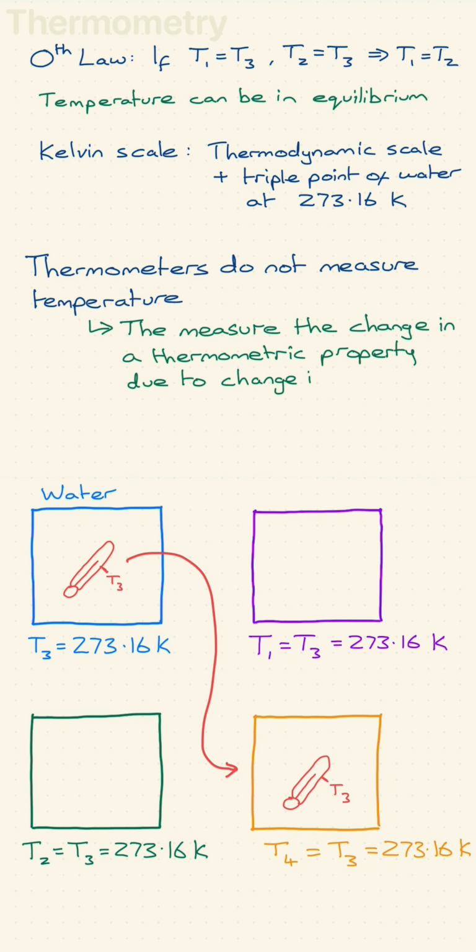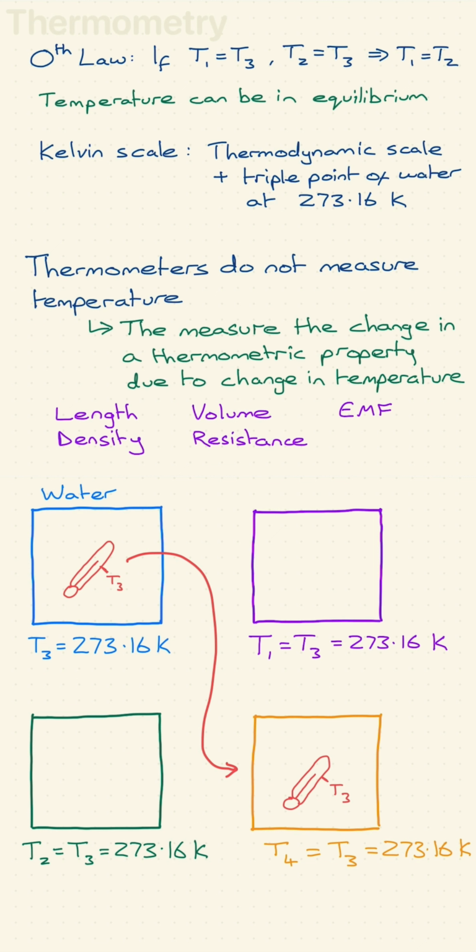This change is a change in a thermometric property, such as length, density of a liquid, volume of a gas at constant pressure, resistance of a metal, or EMF of a thermocouple. Anything that changes when temperature changes is a thermometric property, and those are the most useful ones for making working thermometers.